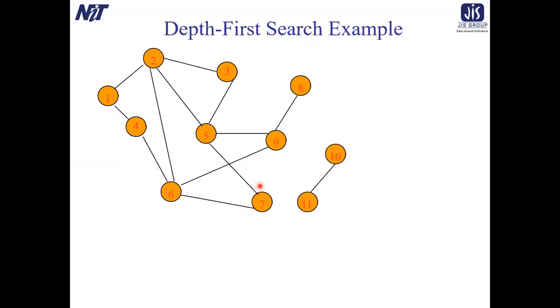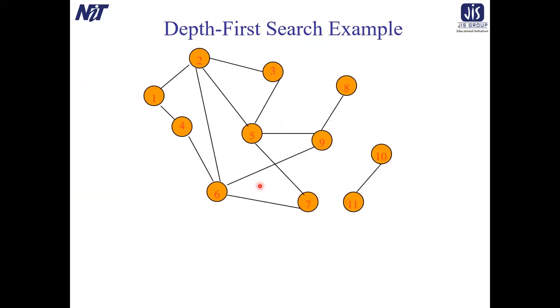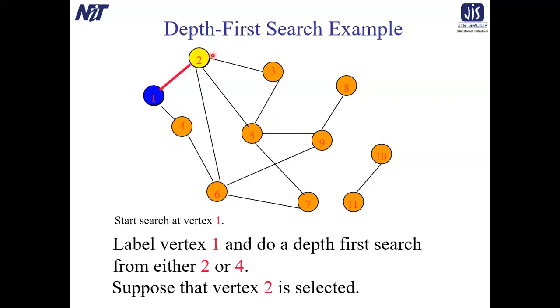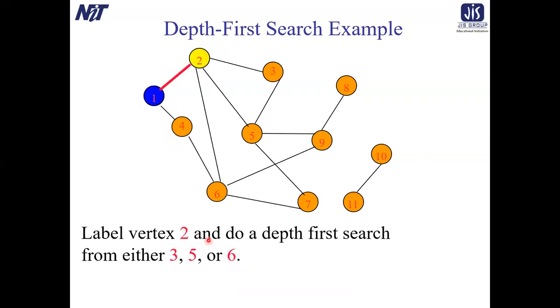Now a depth first search example we have to consider. This one is the last example. From any vertex you can start your depth first search traversing mechanism. So now we start with vertex 1. So 1 is a visited vertex. Then what are the adjacents of 1? It is either 2 or 4. So we consider 2.